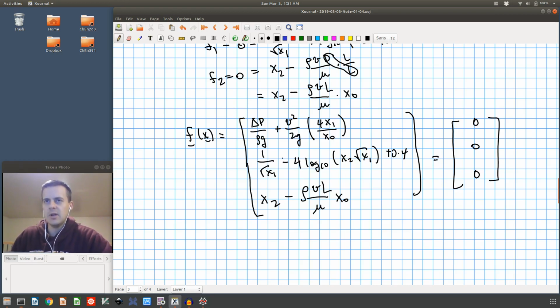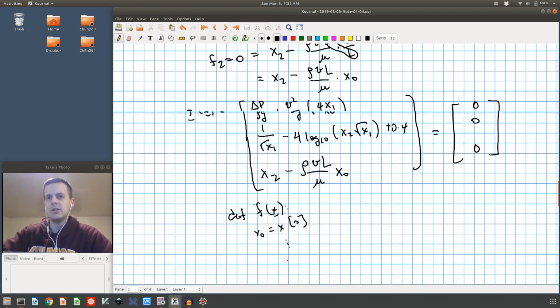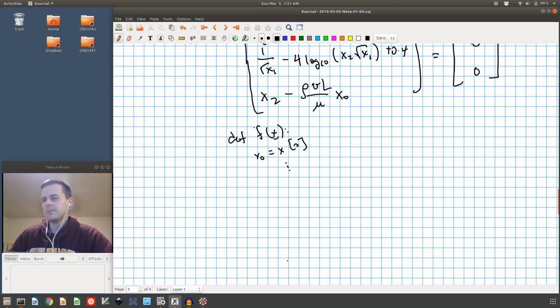Now this is all translated. As long as I take care of my units, I have my standard form. I can do a def of f of x, where I would put in x0 is x at 0, etc., and define my equations and do the same thing that I've done before. Okay, that's enough about vector form.